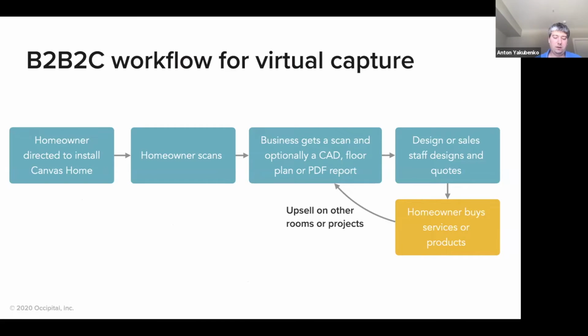So we take the scan from the consumer, we convert it to a Revit file, and we share it with Skylight. And then their design or sales staff actually designs the space in Revit and prepares a quote, shares it with the consumer without even being in the consumer space, without measuring the space on site. And as soon as the homeowner actually commits to the project, then they can dispatch a person to take precise measurements for the installation purposes.